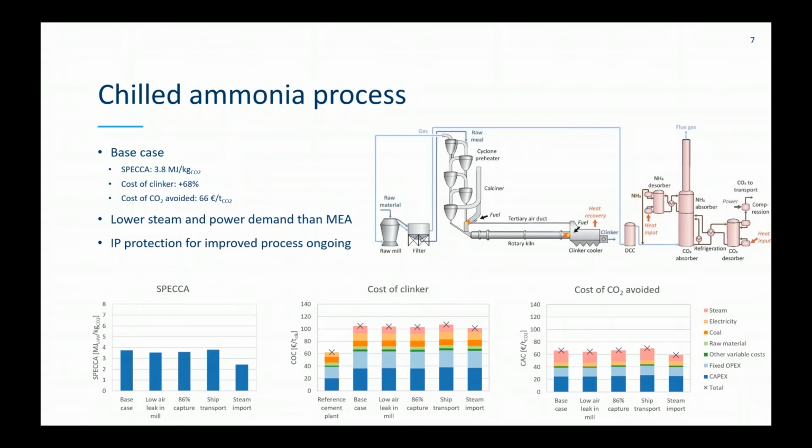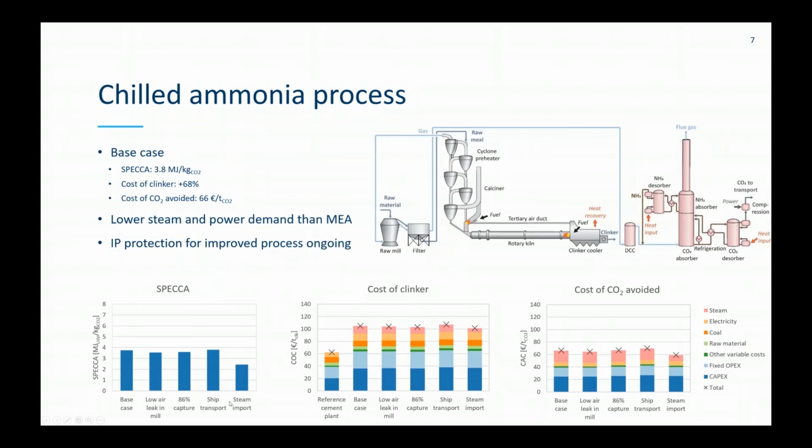And looking at the base case numbers, we calculated SPECA to 3.8 megajoule per kilogram CO2. The cost of clinker increased by 68%, and the cost of CO2 avoided in the base case was 66 euros per ton CO2. Now, for the chilled ammonia process, we saw that there was significantly lower steam and power demand than in the reference MEA technology. And here, a part of the steam demand was also covered by waste heat from the cement kiln.